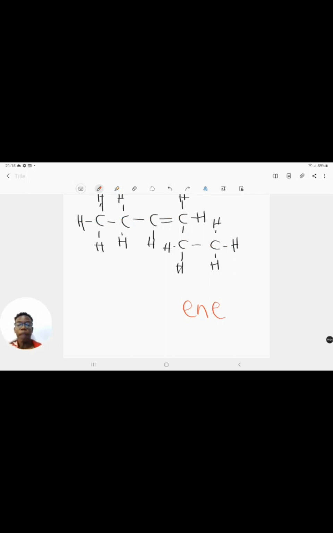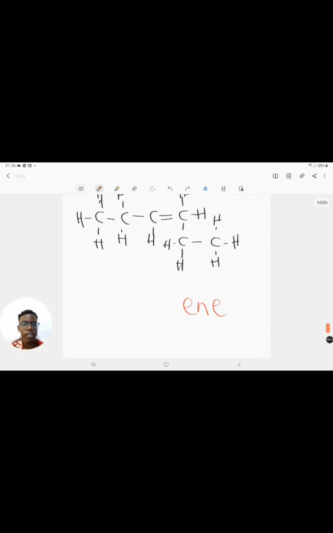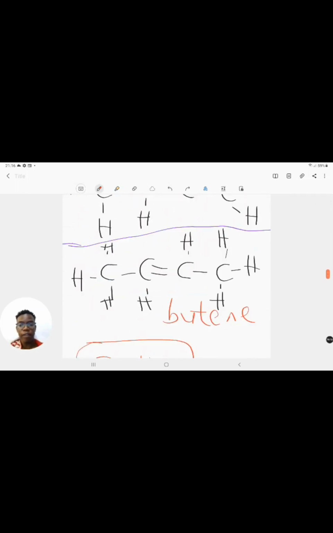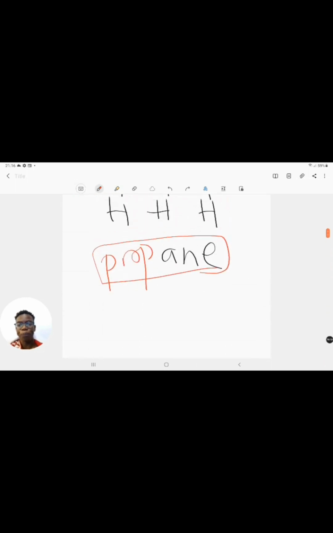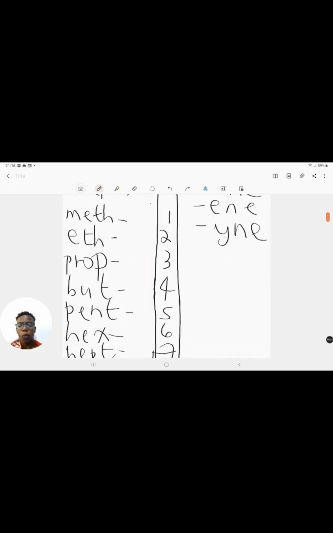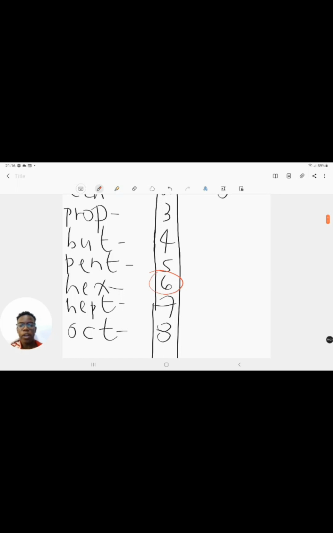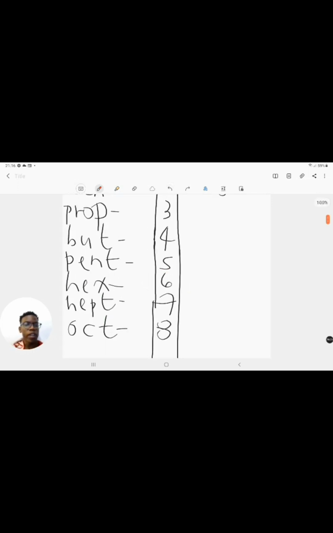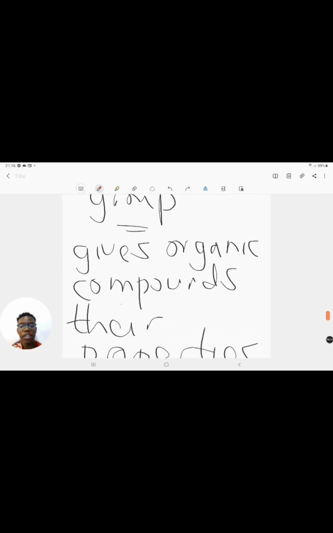So how many carbon atoms are in my chain? Well, I've got 1, 2, 3, 4, 5, 6. I've got 6 of them. I've got 6 carbon atoms in my chain. Since I've got 6 carbon atoms in my chain, if I go back to my table there, where's my 6? Here's my 6. What is the first name of my chain with 6 carbon atoms? It's hex, right? It's hex. So I know that the first name of this compound is hex.